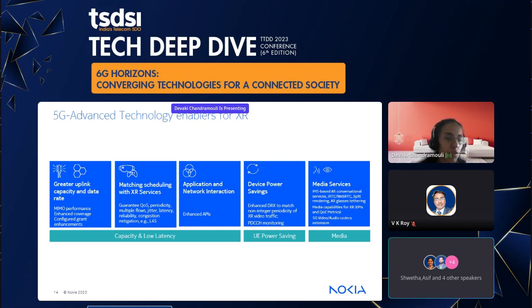So here we show the key technology enablers for XR. I would divide them into three main categories. The first category is capacity and low latency. The second category is UE power savings. And the third category is improved media capabilities. With the first category, capacity and low latency, we have improved MIMO performance that helps with improved capacity and enhanced uplink coverage. Especially these features have been introduced in Release 18.